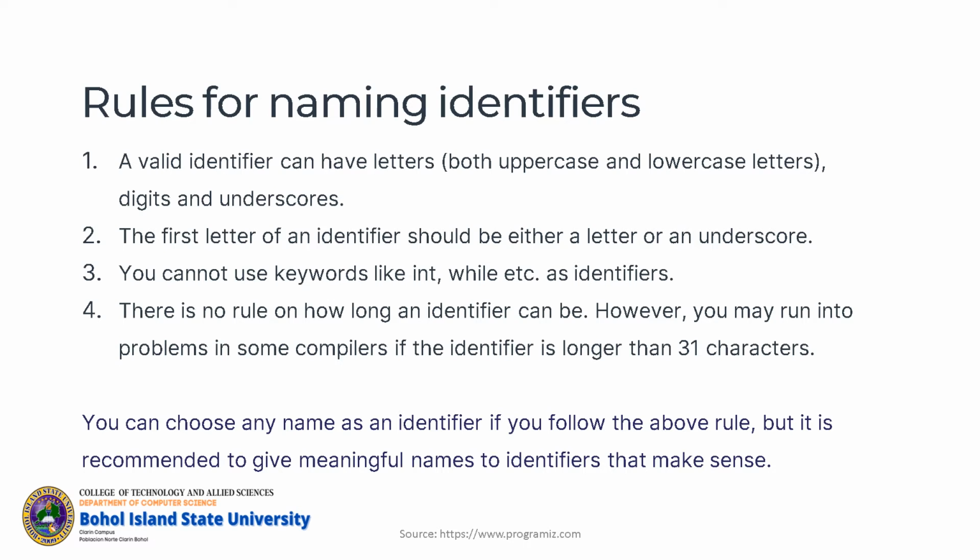There is no rule on how long an identifier can be. However, you may run into problems in some compilers if the identifier is longer than 31 characters. You can choose any name as an identifier if you follow the above rules. But it is recommended to give meaningful names to identifiers that make sense.